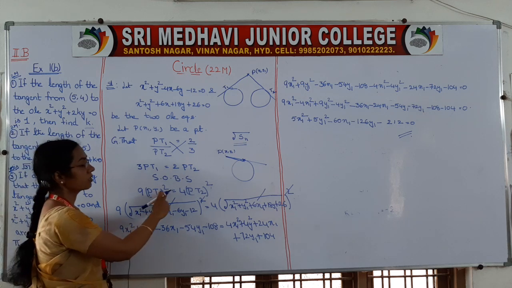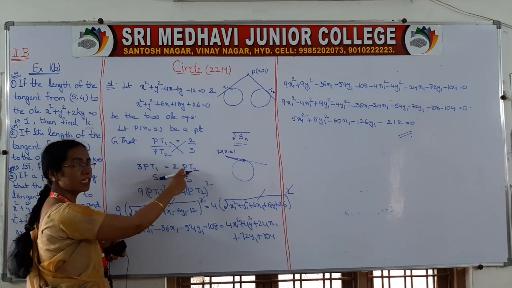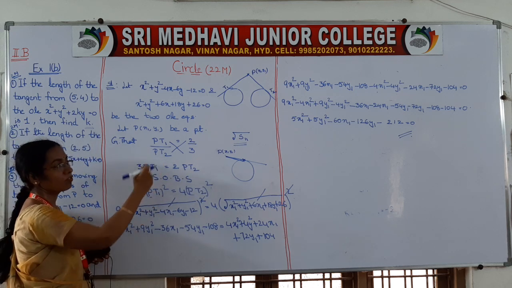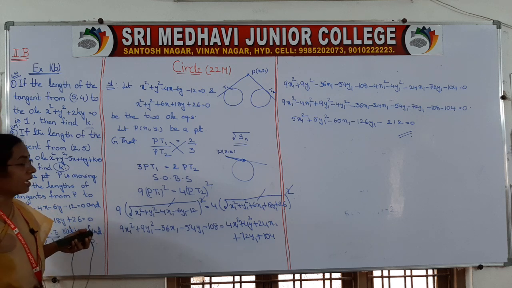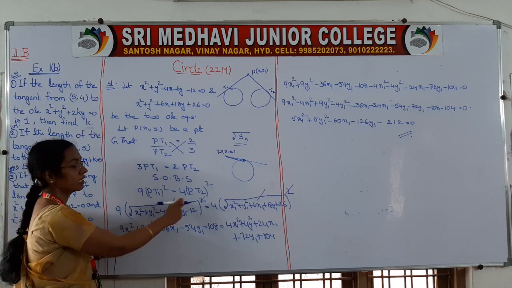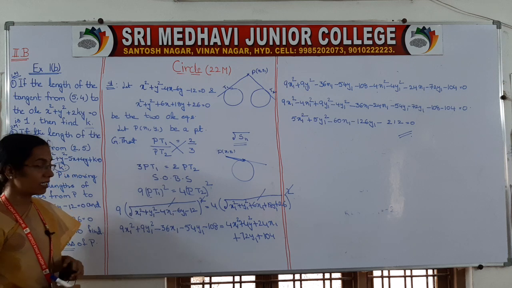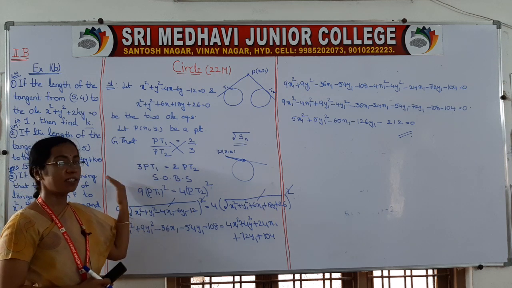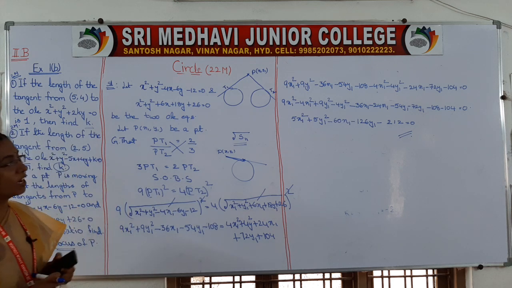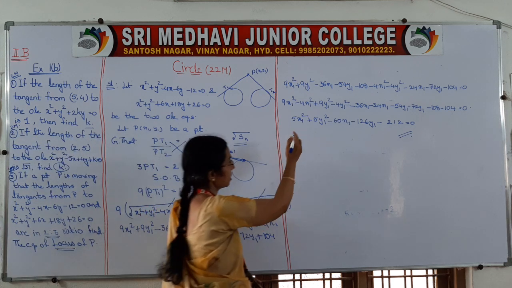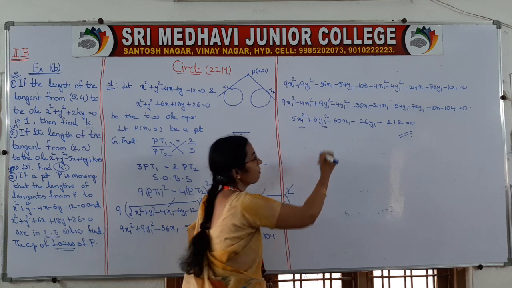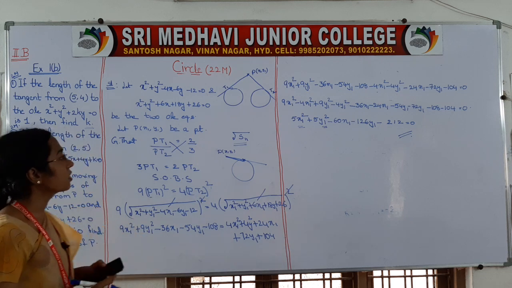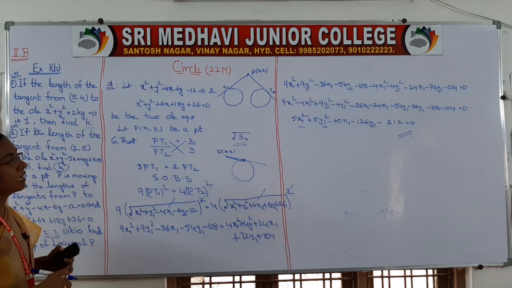Why have we taken squaring on both sides? Actually, here there is no square root, but the length of the tangent formula contains a root value. That's why we square on both sides, so the square roots cancel. Once they cancel, just open the brackets and write all the values on the left side. Finally, if you observe, your equation will be in terms of x1 and y1. Any equation in terms of x1 and y1 is called the locus of the point P (x1, y1).